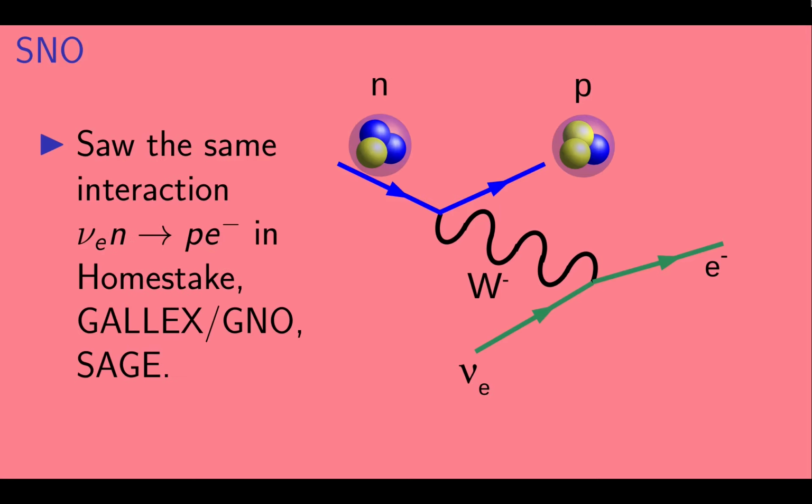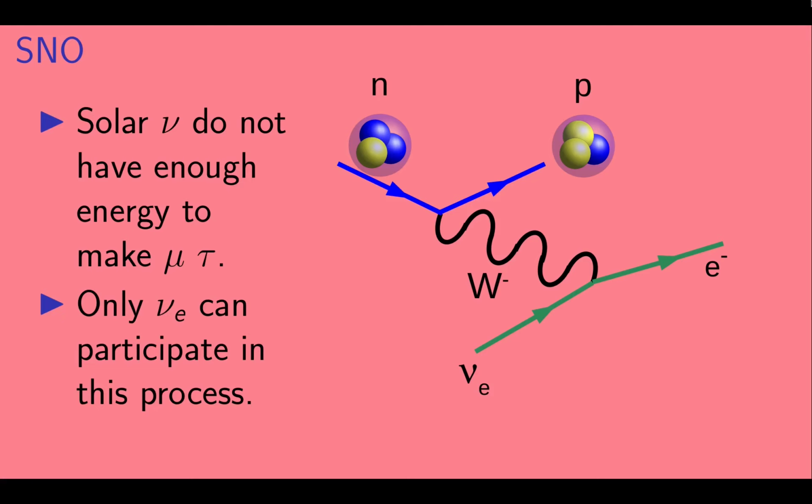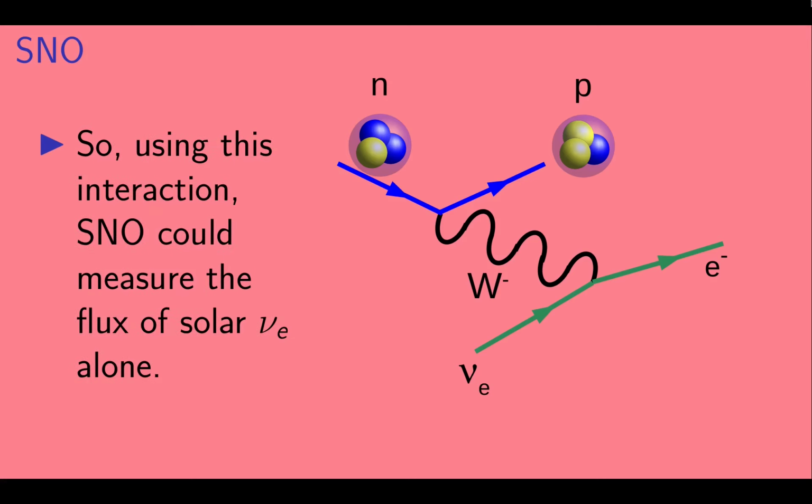This same interaction, where an electron neutrino and a neutron convert into a proton and an electron, was used in the early neutrino experiments that discovered the solar neutrino problem. And again, just like in those experiments, solar neutrinos don't have enough energy to make a muon or a tau, so only electron neutrinos can be seen this way. But this means that, with this process, SNO could measure the flux of solar electron neutrinos without contamination from muon or tau neutrinos.